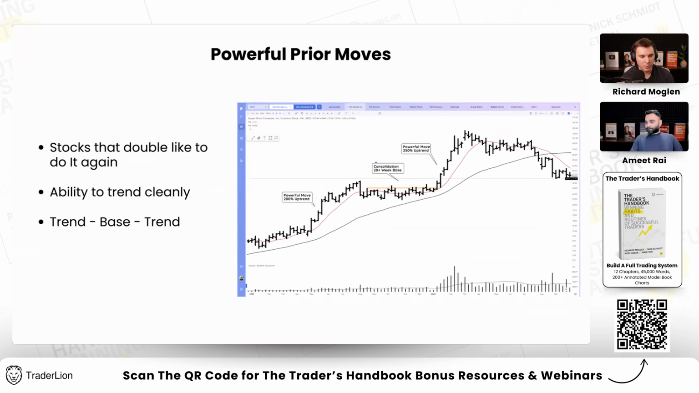Next up, powerful prior moves. Stocks that double like to do it again. Ability to trend cleanly is what we're looking for. A strong trend above the moving averages. Trend, base, trend. That's kind of the textbook of the strongest stocks.